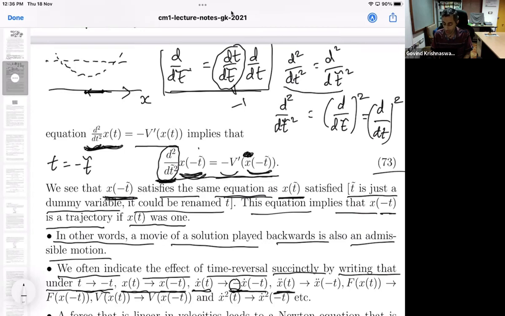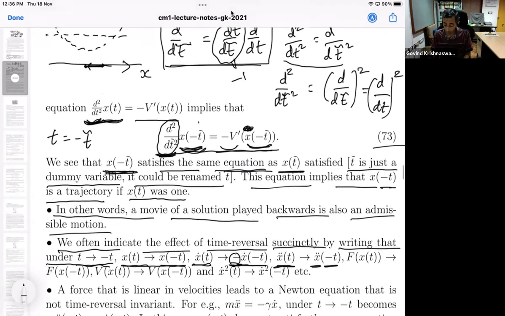Accelerations do not change in sign. Of course, they are evaluated at the opposite time, minus t. If the force is a function of location, then it gets evaluated at the location at the opposite time minus t, and so also the potential. The square of velocity is unchanged in sign. Of course, it's again evaluated at minus t. So this is a simple way of summarizing what happens under t goes to minus t.